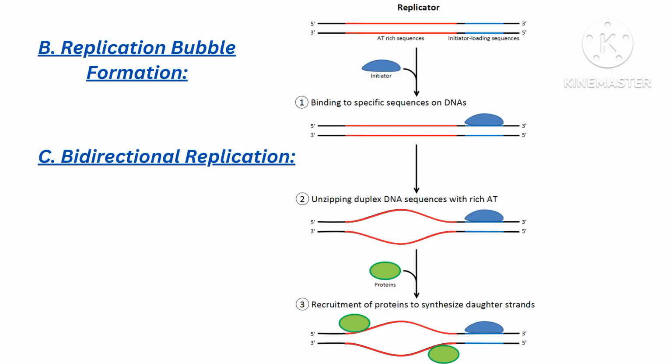B. Replication bubble formation. At the origin, DNA strands separate to form a replication bubble with two replication forks proceeding in opposite directions. See bidirectional replication. Replication is generally bidirectional from the origin, ensuring rapid and complete genome duplication.